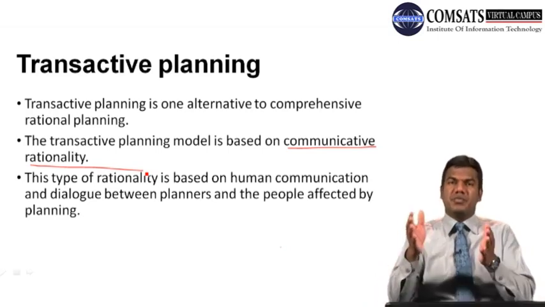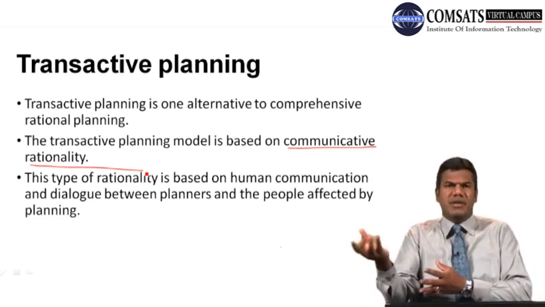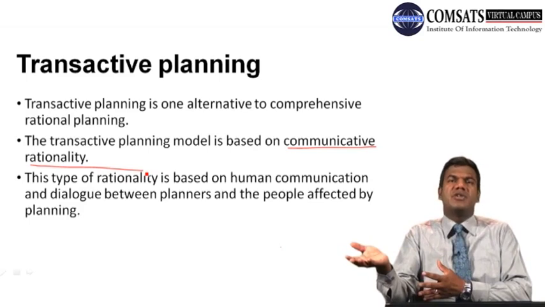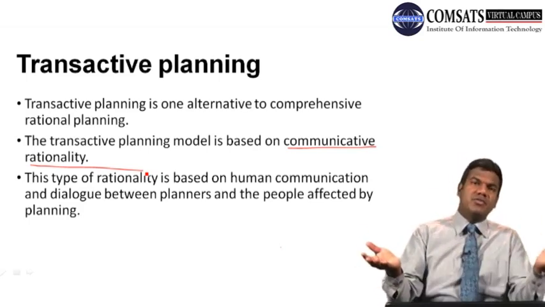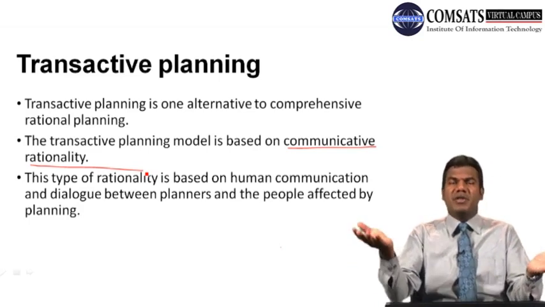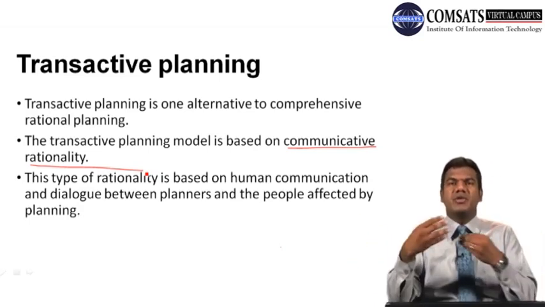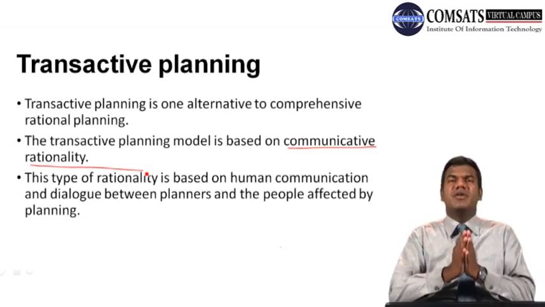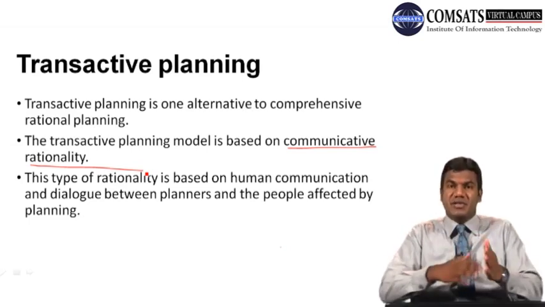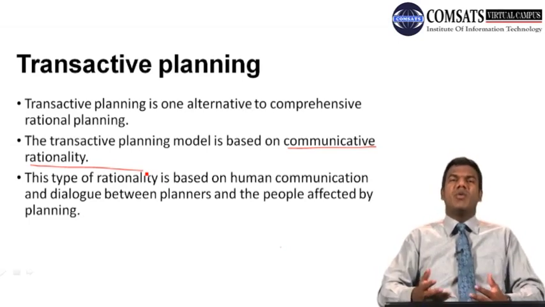ठीक है तो वो जो people affected by planning है वही हमारे, you can say, these are our stakeholders, because for them the planning is being done, and the person who is doing the planning is the planner. अब इन दोनों के दरमियान क्या हो रही होती है, communication हो रही होती है, so that's why we call it the communicative rationality, कि reasoning जो है वो आती है while we are talking with each other. ठीक है.